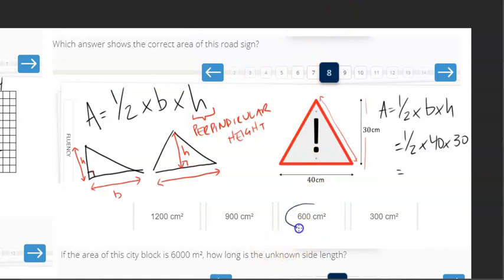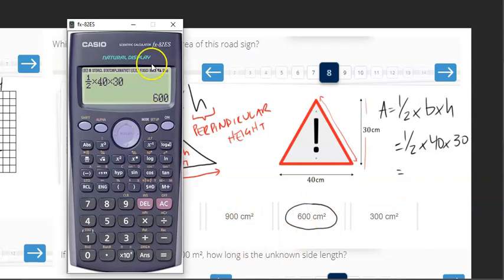600 squared centimeters. Now another way you can work this out on the calculator, and it makes no difference whatsoever, if we just did 40 times 30, get our answer, 1200, and just press the divide by 2, this will also give us 600. So timesing it by half or dividing by 2 on the calculator will give you the same answer because it technically means the same thing.